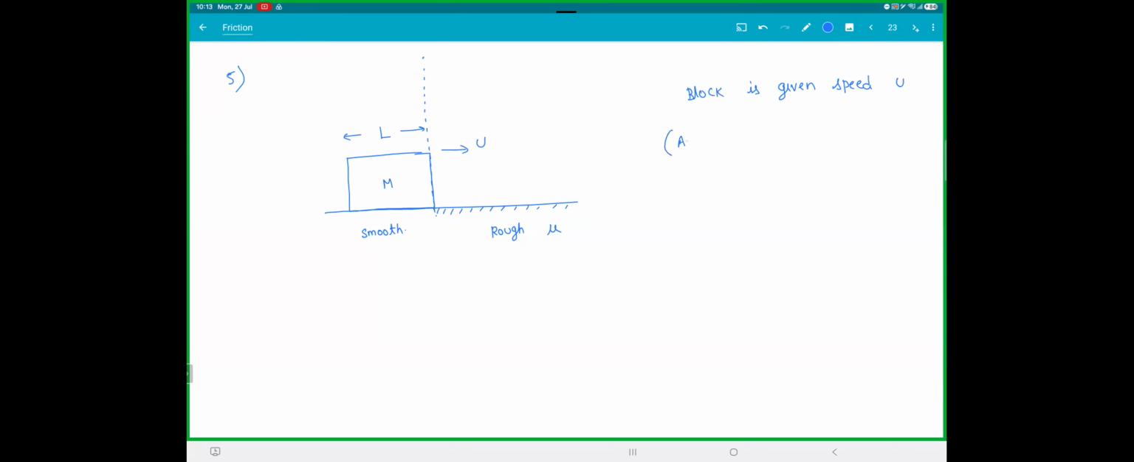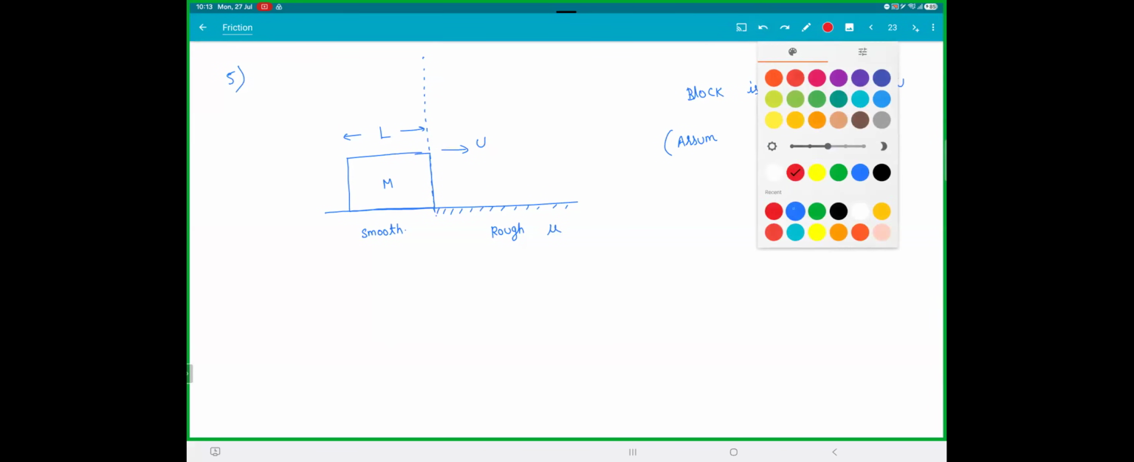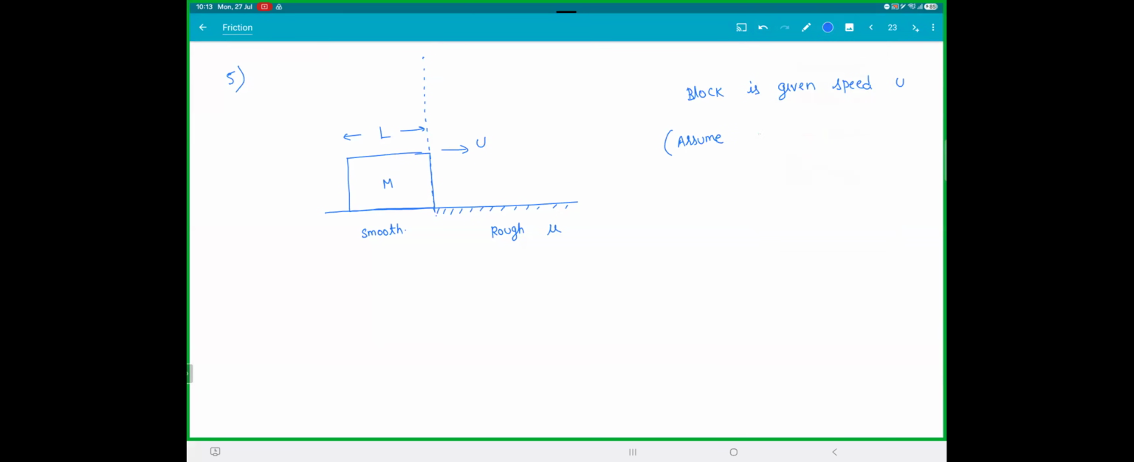Assume the block completely enters the rough side. Meaning, there is a possibility this block can get stuck like this, some part rough, some part smooth. There is a chance. So let's say you are given enough velocity. Assume block completely enters the rough region. Find the distance traveled till it stops. This is a good one. So if you take this block, what is the distance traveled by the block?